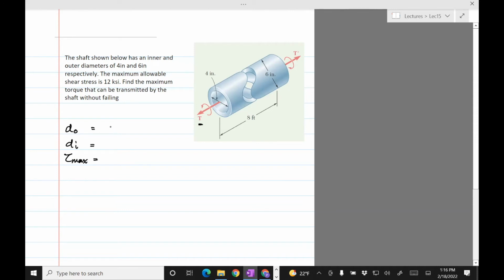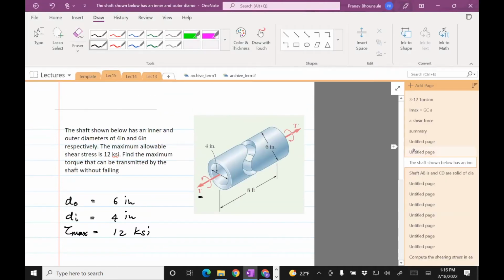So the outer diameter is 6". Inner is 4". This is 12. Okay, so let's identify what formula will help us to compute torque. Okay, we just look here.